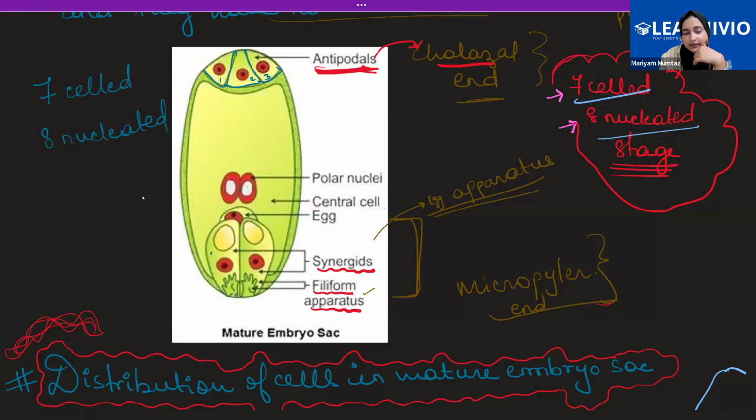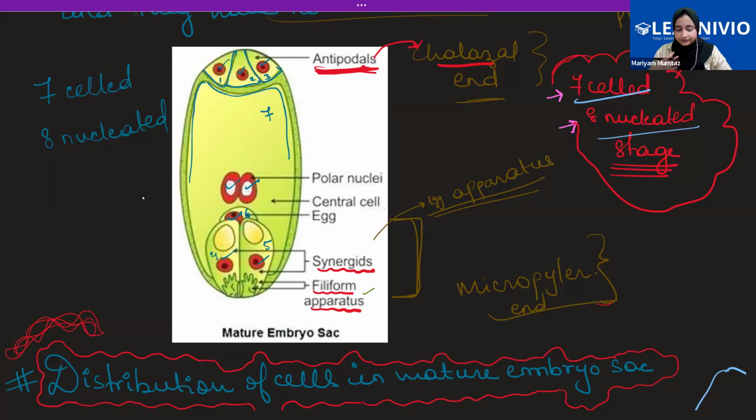Then we have cell number 4, cell number 5 and cell number 6. And do you see this bigger one? This is the 7th cell. So we have 7 cells. Now count the red ones: 1, 2, 3, 4, 5, 6, 7 and 8. So you have 8 nuclei arranged into 7 cells. You would have to draw this to justify your answer of how a mature embryo sac is 7-celled and 8-nucleated. It's very weird to think about, right? This is how it's arranged.